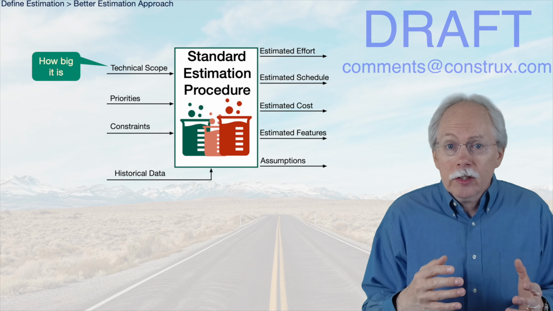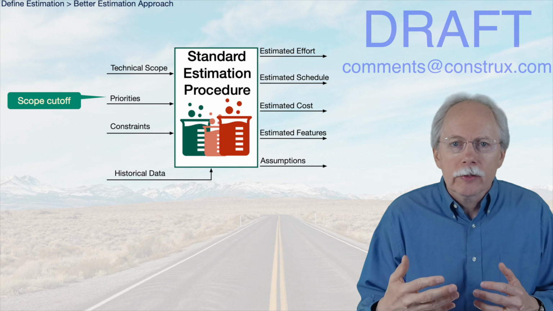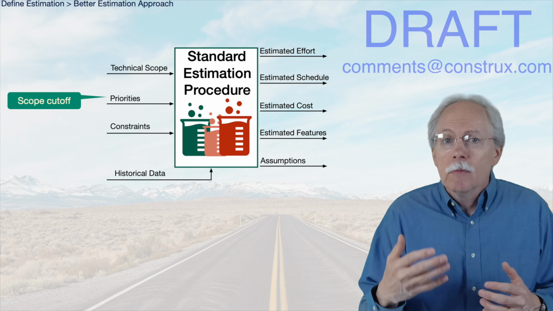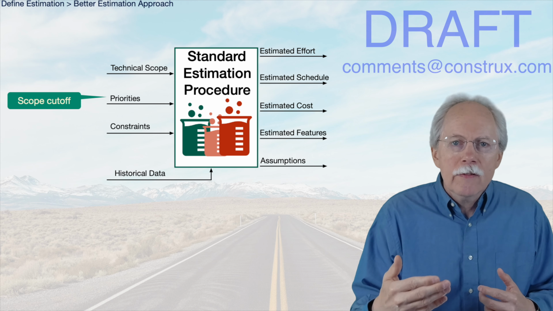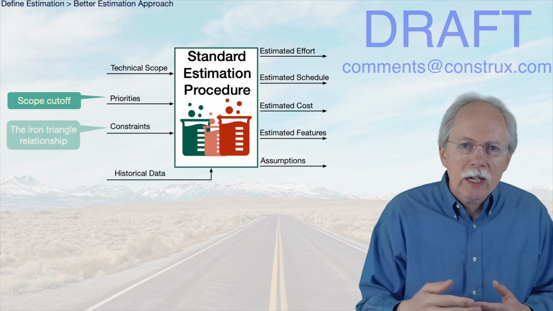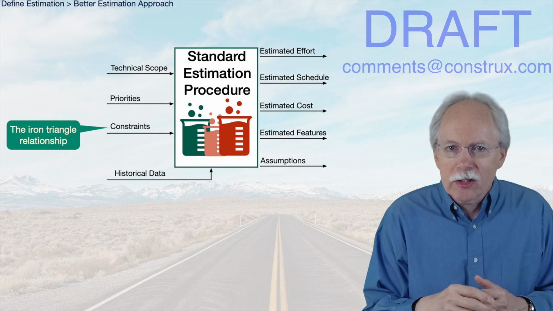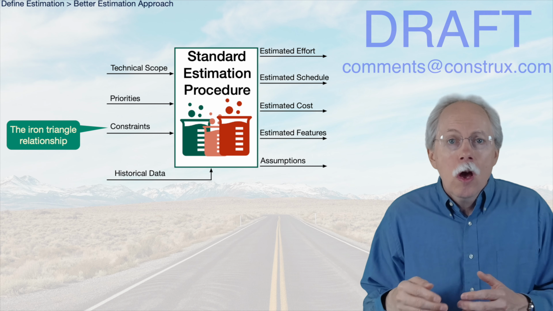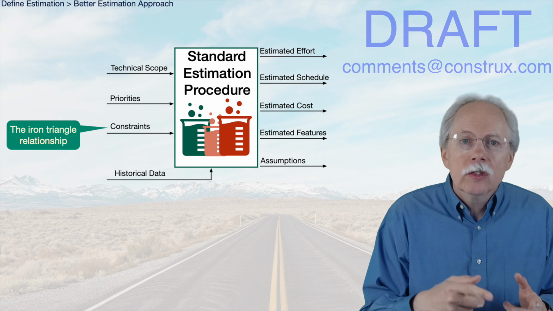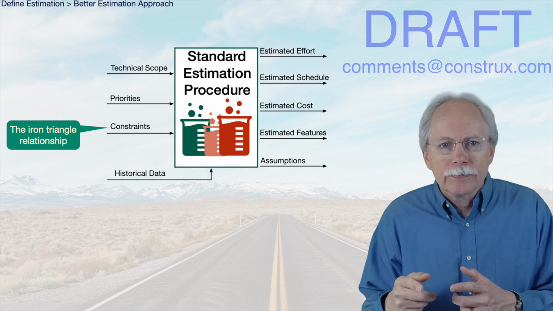We happen to have a schedule constraint. We need to know the priorities. What should we build first? What is the value order? We desire to build the most value possible given the third primary input, the constraints, the iron triangle relationship. Do we have a fixed schedule? Do we have a fixed scope? We need to know what is fixed so we can estimate the flexible one.